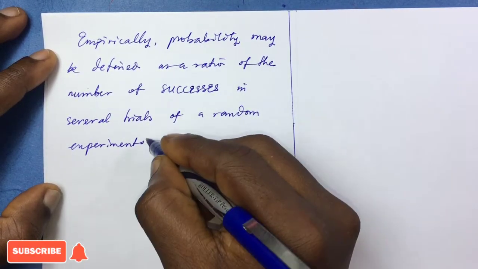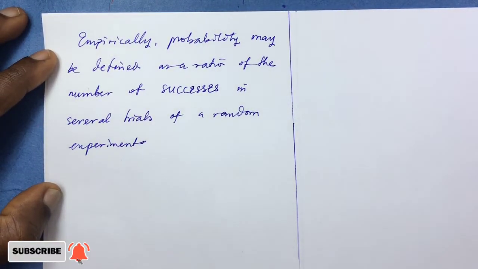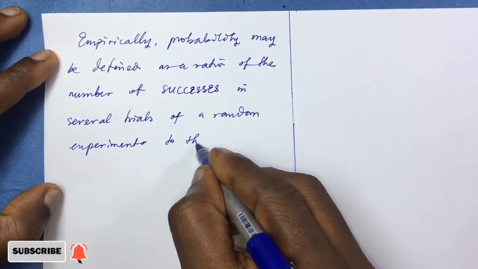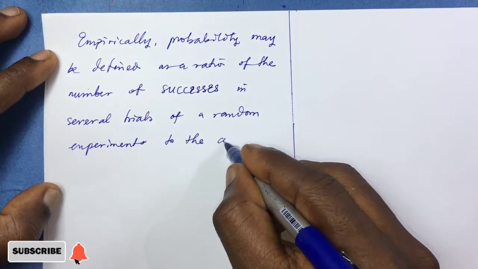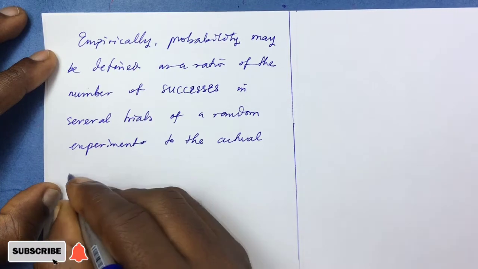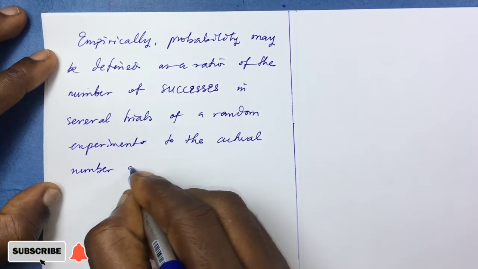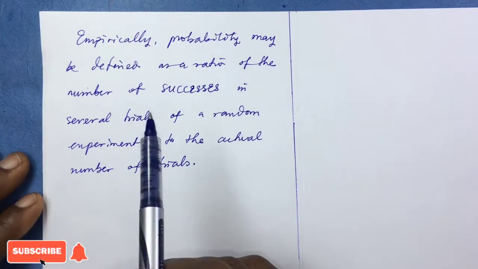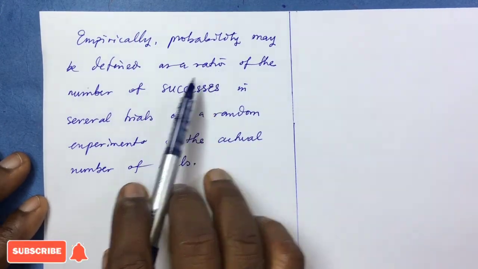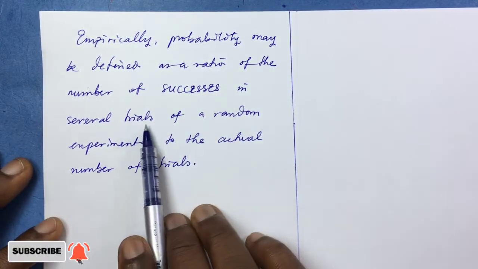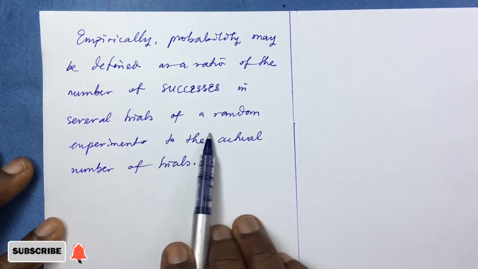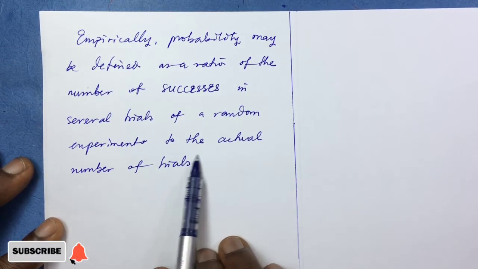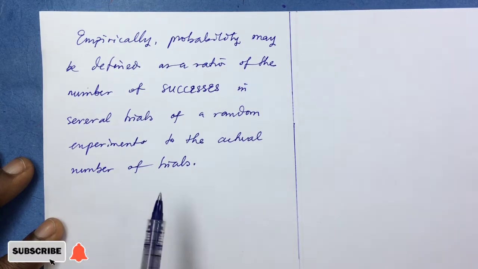As the ratio of successes in several trials of a random experiment to the actual number of trials. Okay, so let's go over it again. Empirically, probability may be defined as a ratio of the number of successes in several trials of a random experiment to the actual number of trials.